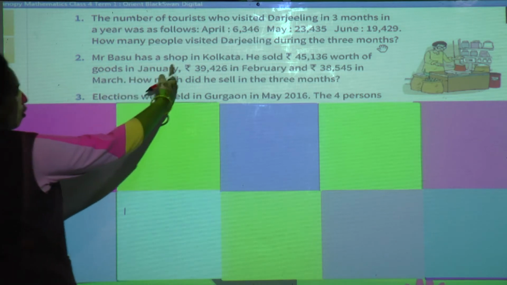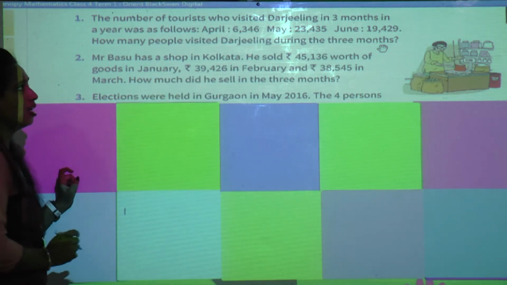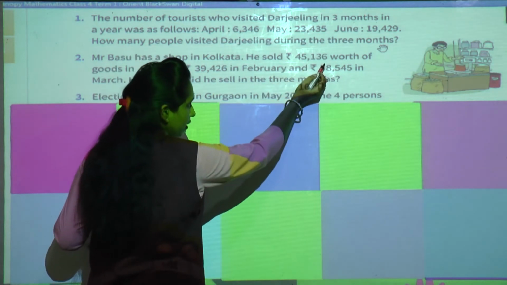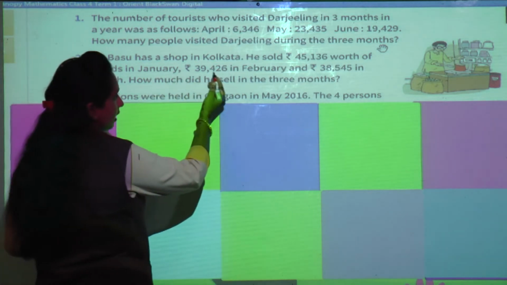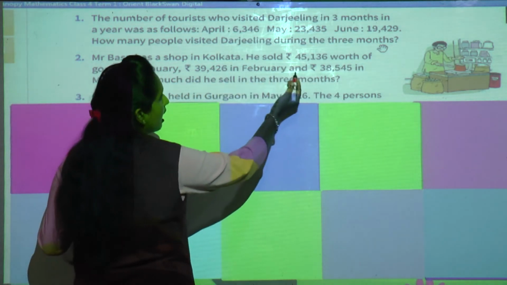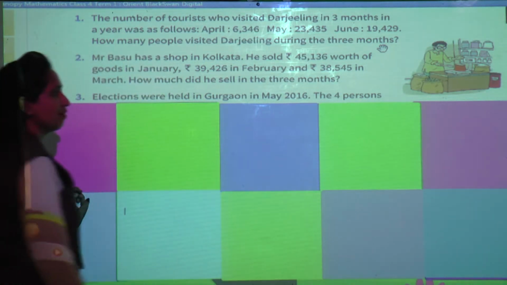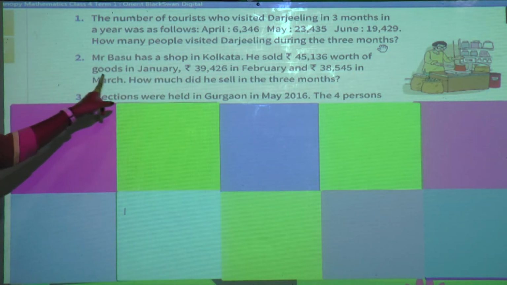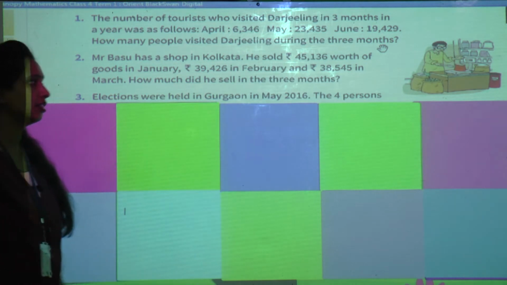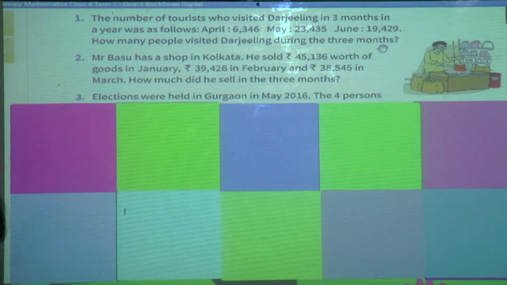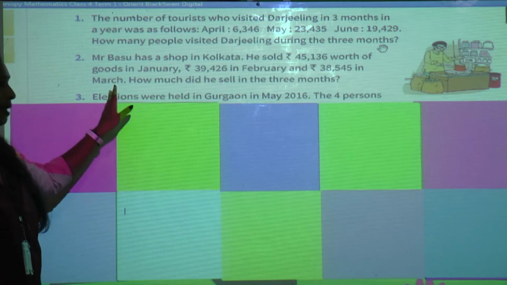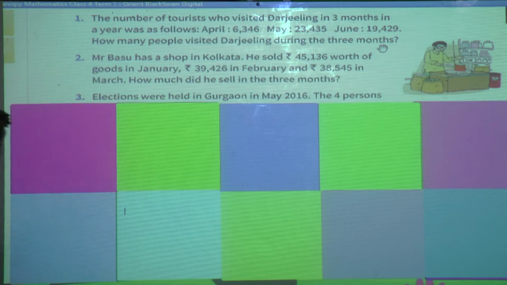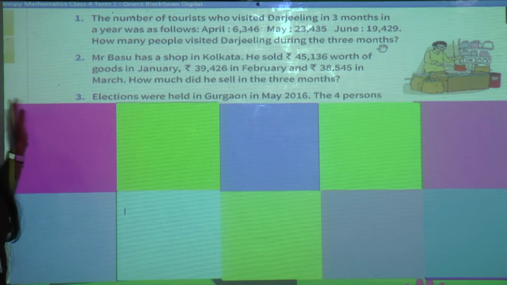Mr. Basu has a shop in Kolkata. Okay, so he sold rupees 45,360 worth of goods in January, rupees 39,426 in February and rupees 38,545 in March. So how much did he sell in the 3 months? Okay, very simple. This is a story sum of addition, and you can also find out which type of sum it is by reading the question.